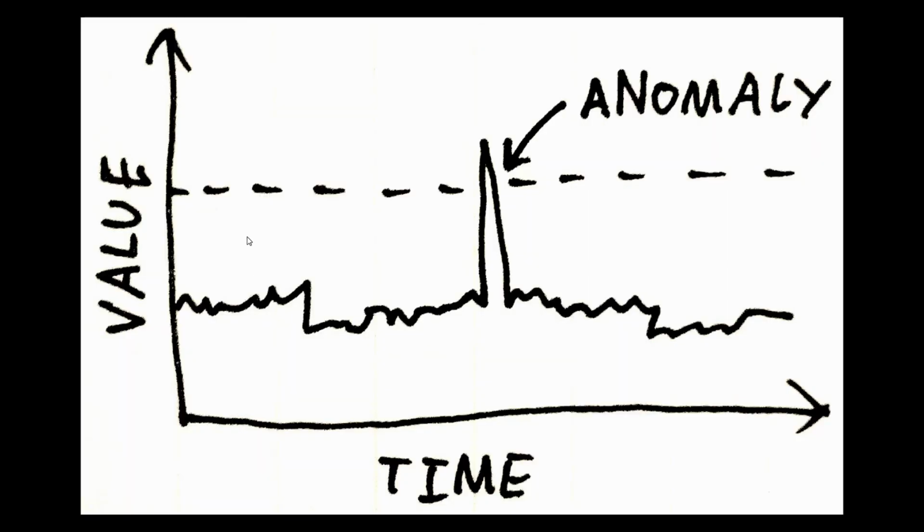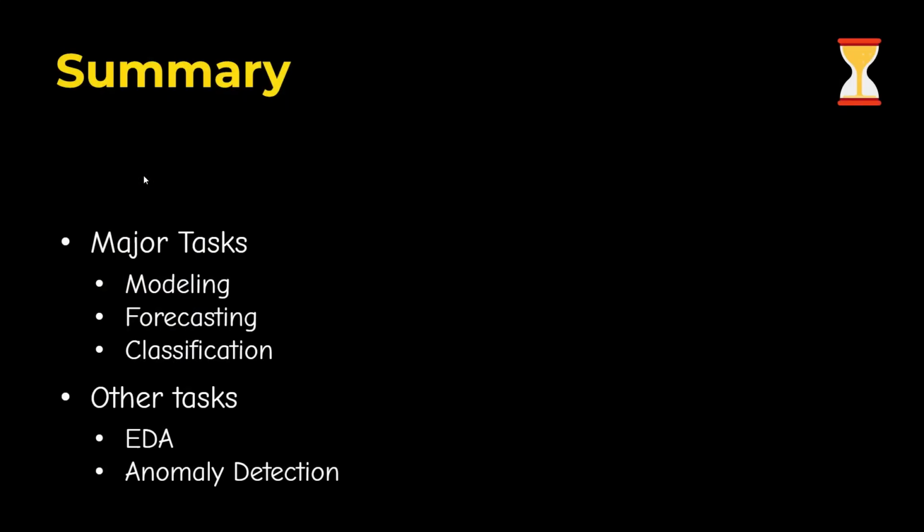Here, another example of an anomaly. The regular data was going somewhere along this line, and suddenly there was a spike. This is an anomaly which we need to figure out and treat, either remove it or normalize it. And we will see examples of this. Alright, so just to summarize, some of the major tasks involved are time series modeling, which is analysis, time series forecasting, which is predicting future events, and time series classification, which is labeling your time series data into different class labels or categories. Some of the other tasks are EDA and anomaly detection.